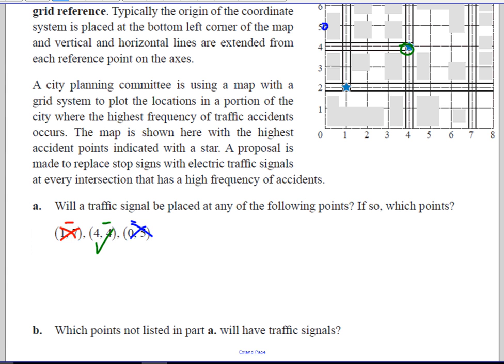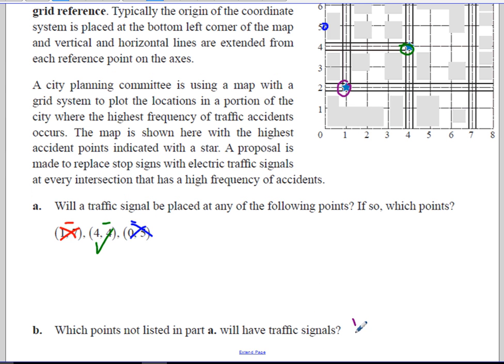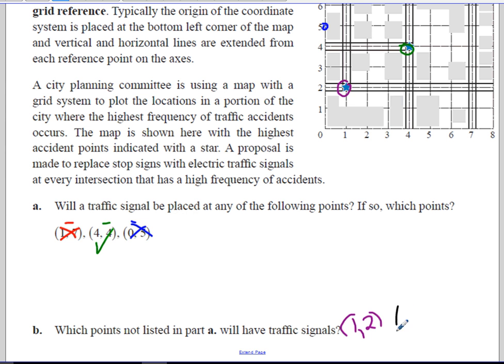So now which points not listed will be getting traffic signals? So let's identify those. So we have another star here, which is over right and up 2. So we have ordered pair 1, 2. And then if we look at another spot, we have way up here above the other one, so we're still going over 4. But now we're going up to 7. And so we have 4, 7 as well.